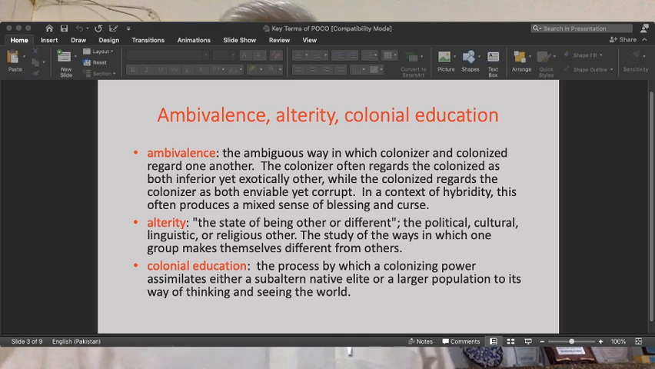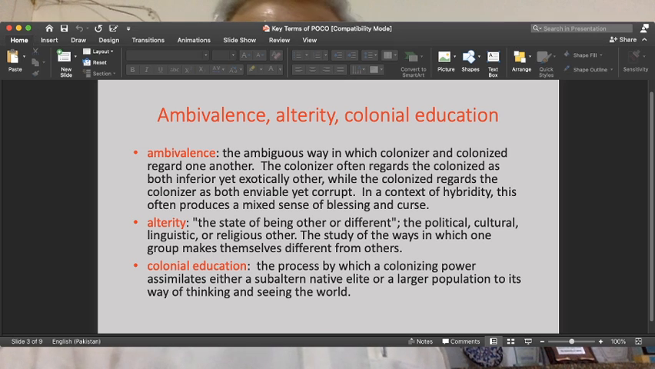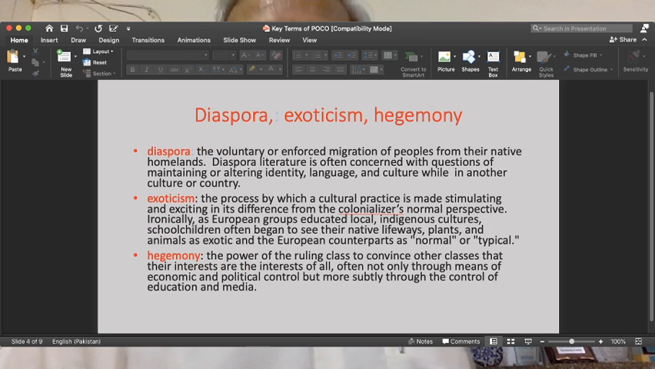So these three very important terminologies: one is ambivalence, another alterity, and after that colonial education. These things have been at work during the colonial eras in different parts of the world. So in that way, they are very important to understand the literature of the people who are post-colonial writers. And then comes diaspora, exoticism, and hegemony. Well, let us see what these things are.